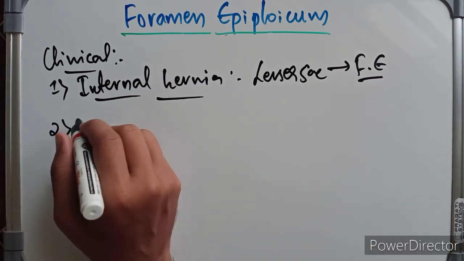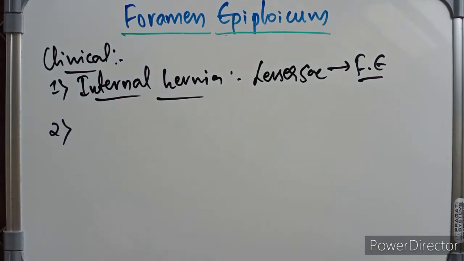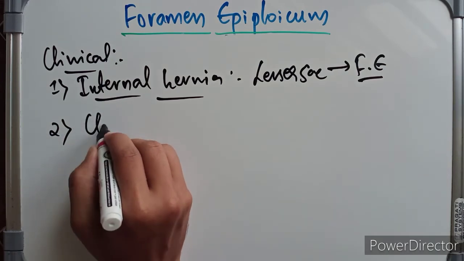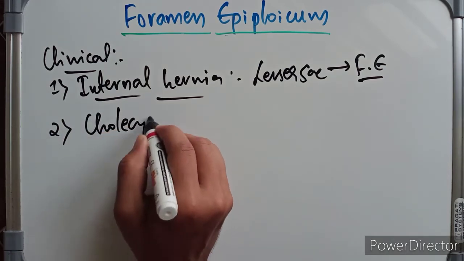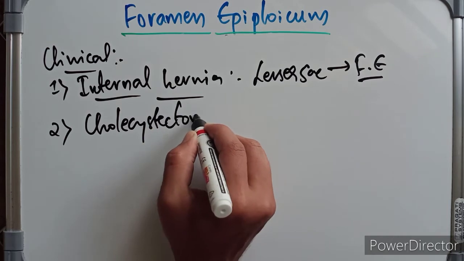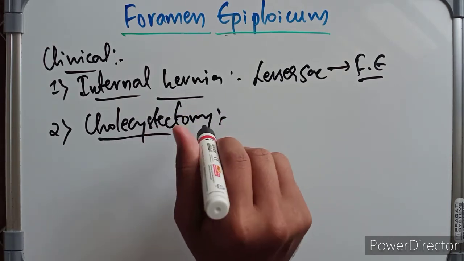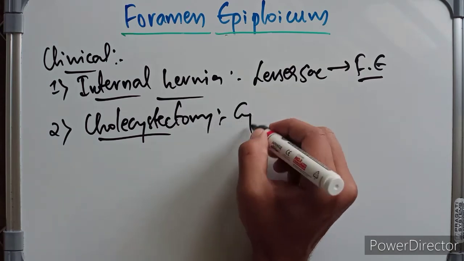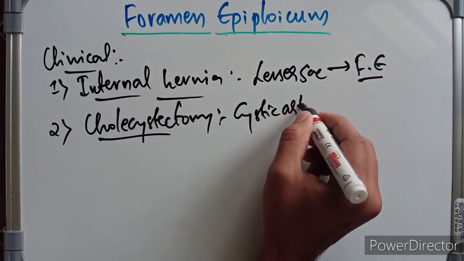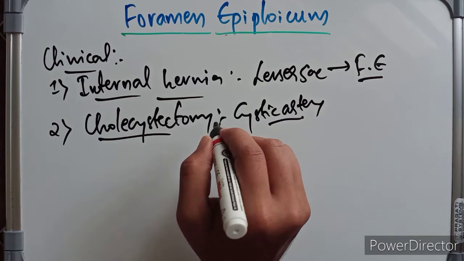Secondly, we'll discuss what happens if hemorrhage occurs during cholecystectomy. If there is hemorrhage during cholecystectomy, that hemorrhage will be due to damage to the cystic artery. The cystic artery can be nicked during cholecystectomy.